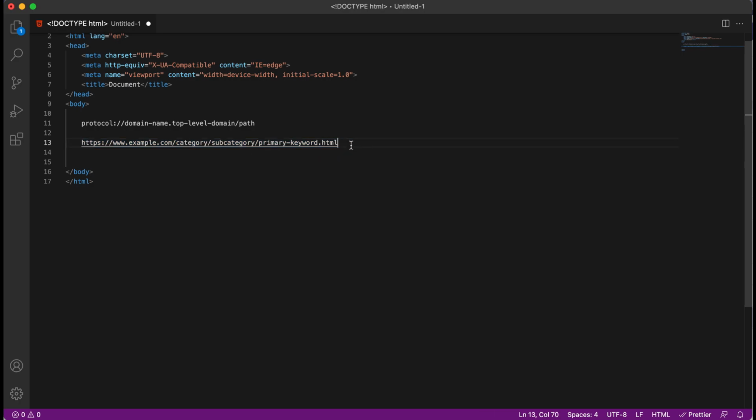Then if, for example, here you are creating a URL for a page that is within the website, lower down the website in the structure, you want to have a category. So in our example, if it was Sony, this could be earphones or headphones, and the subcategory could be wireless headphones. And here, the page, we've given an example of primary keyword.